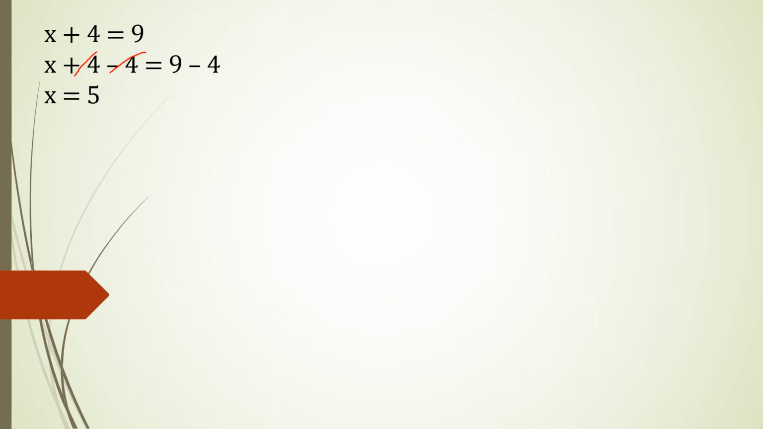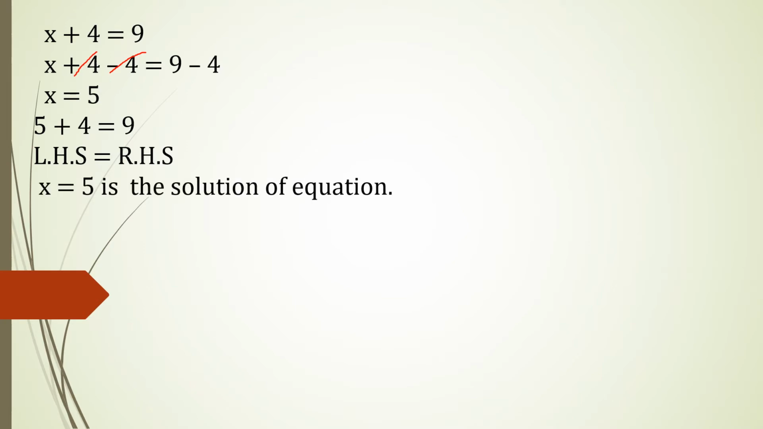If you put this value in your equation, what will we get? 5 plus 4 equal to 9. So left hand side is equal to right hand side. So when my left hand side became equal to right hand side, it means x equal to 5 is the solution of the equation. Means after putting the value of the variable x equal to 5, left hand side is equal to right hand side. If I would put 4, then 4 plus 4 would become 8. So 8 is not equal to 9. Left hand side is not equal, so it will not be the solution.